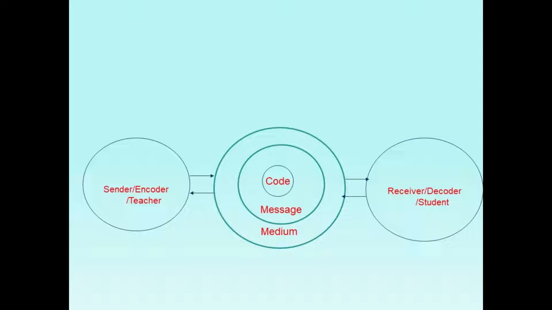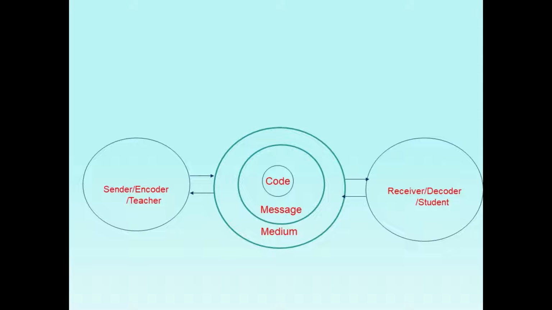Now, does the receiver understand the medium? If a person is visually impaired, if we use a visual medium, he may not understand. If the person has a hearing impairment and we use the oral medium, he may not understand. Then do we understand the message? And do we understand the code, the language we are using, or the gesture we are using? Do we understand the gesture? So if all these are understood by the receiver, then we get a feedback.